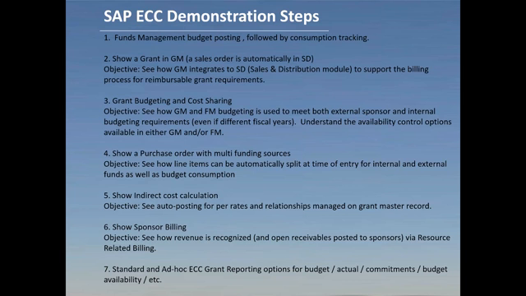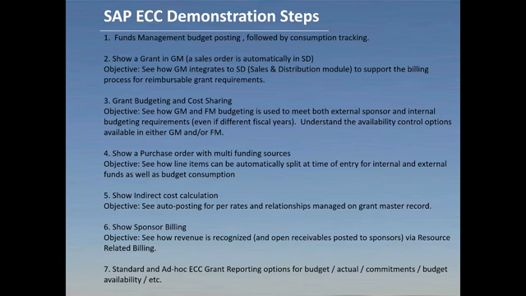Grant budgeting and cost sharing. We looked at how GM and FM budgeting is used to meet both your internal and external requirements. And then we showed you the availability control options, which is just your budget tracking, your consumption tracking. We showed a purchase order with the multi-funded sources, and we showed how the items can be automatically split at time of entry for internal and external funds as well as budget consumption. That's driven by our derivation rules and the master data on our grants.